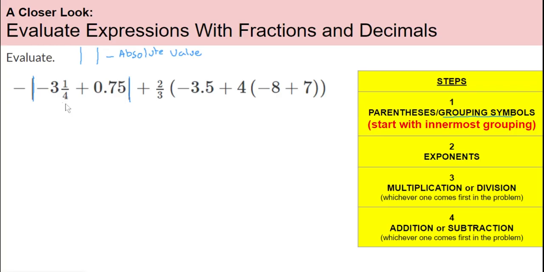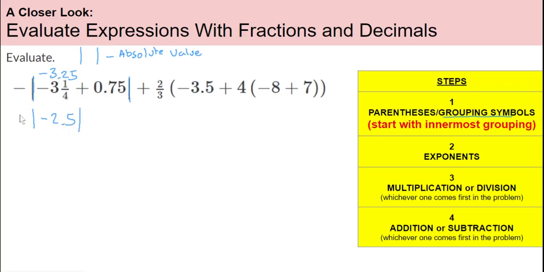Okay, so what should we do? Should we change this to a decimal? Should we change this to a fraction? Doesn't necessarily matter which way you do it, but I'm going to change this negative 3 1/4 to negative 3.25. Okay, so we've changed that. So now we have the absolute value of negative 2.5. Okay, so what I just did, I did negative 3.25 plus 0.75, and I get my answer, negative 2.5.